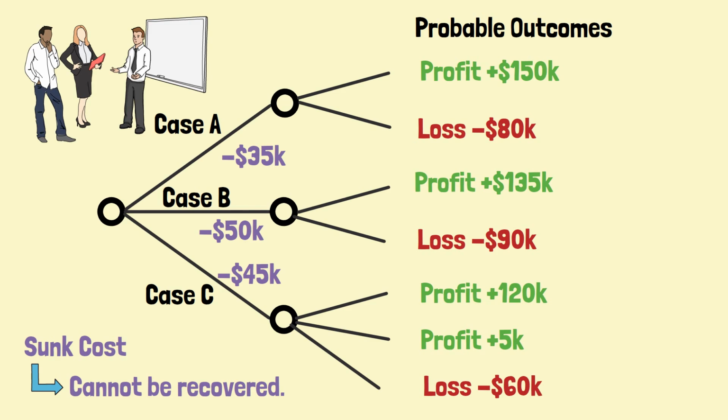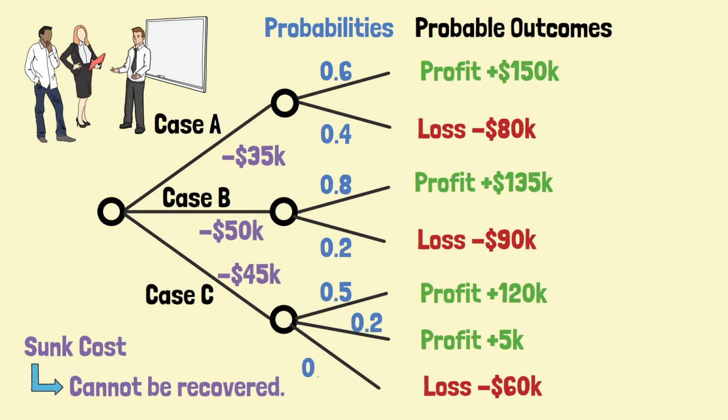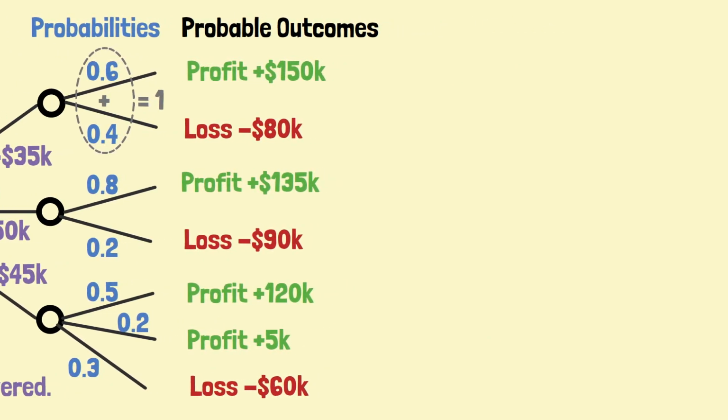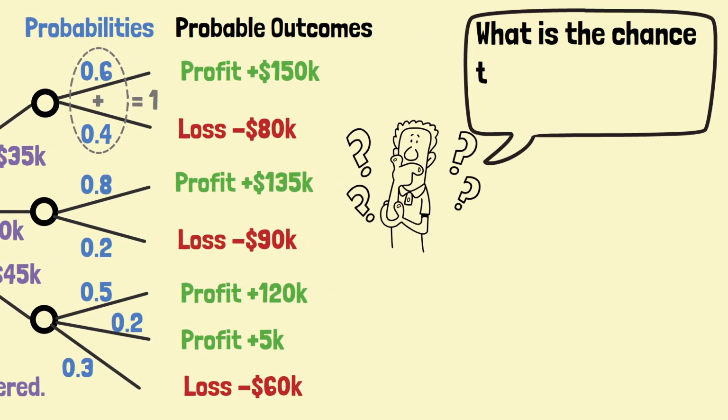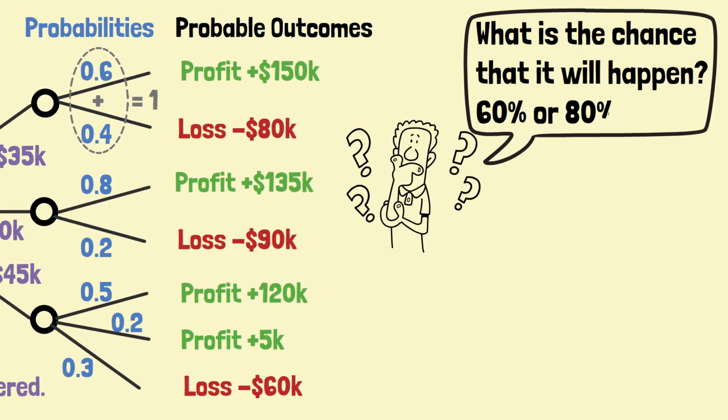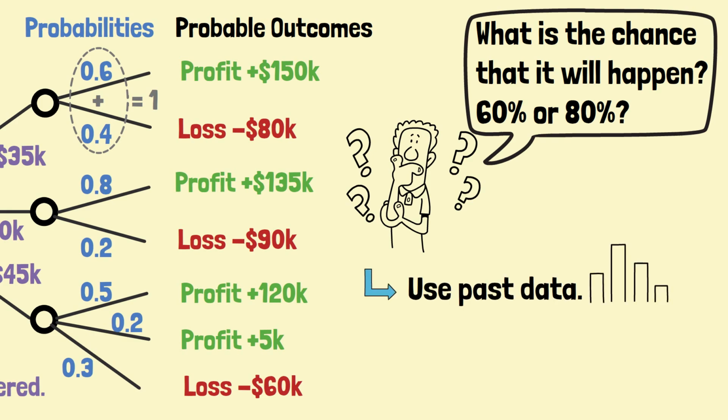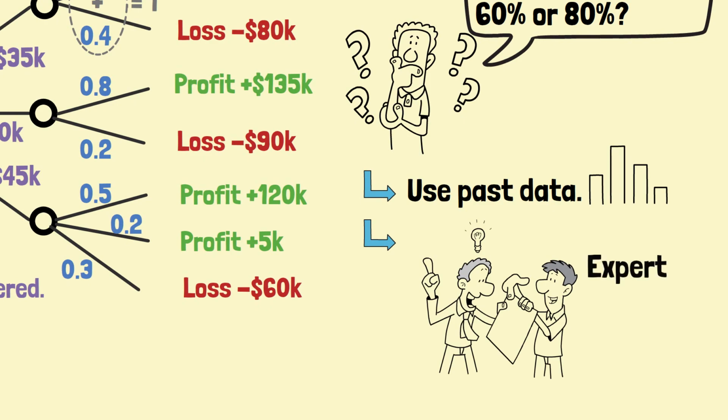What they need to do next is to assess the probabilities of scenarios for each case. The sum of the probabilities of each case should be 1. However, assessing the probabilities could pose a challenge, especially if the scenario is new to the team. In order to overcome this, the team can study the past data, or get an expert to provide the best guess that is agreed by the team.